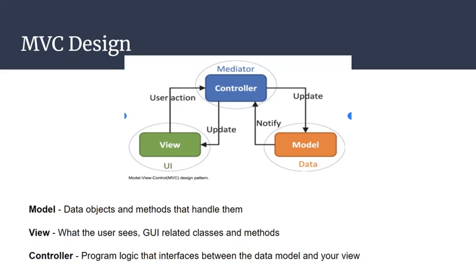First up, MVC. Basically, it's a way of separating the data from the graphics. The model is everything that is involved with the data objects and the methods that handle them. And the view is all the graphics, the GUI related classes and methods, and the controller goes between those. So the view and the model don't really interact. They both interact with the controller that sends and receives data from both of them, like a mediator.